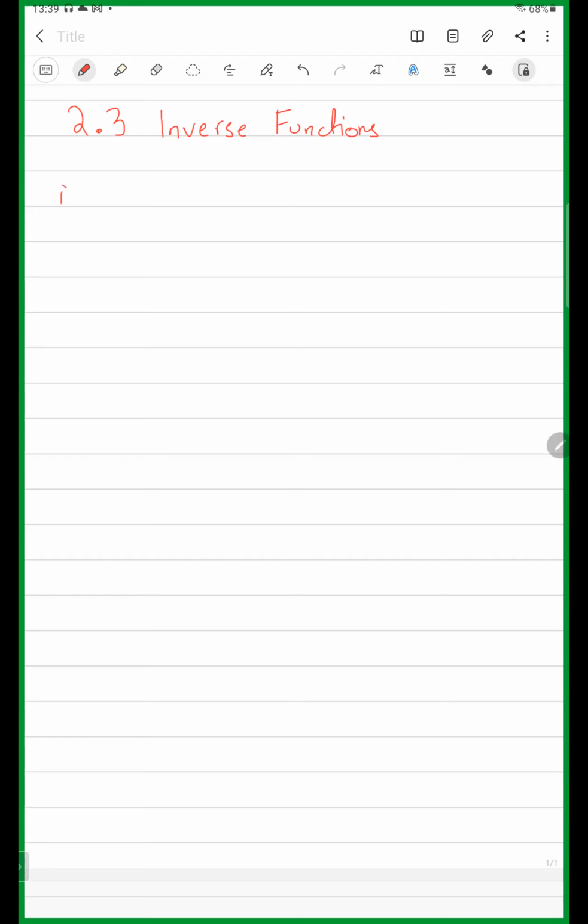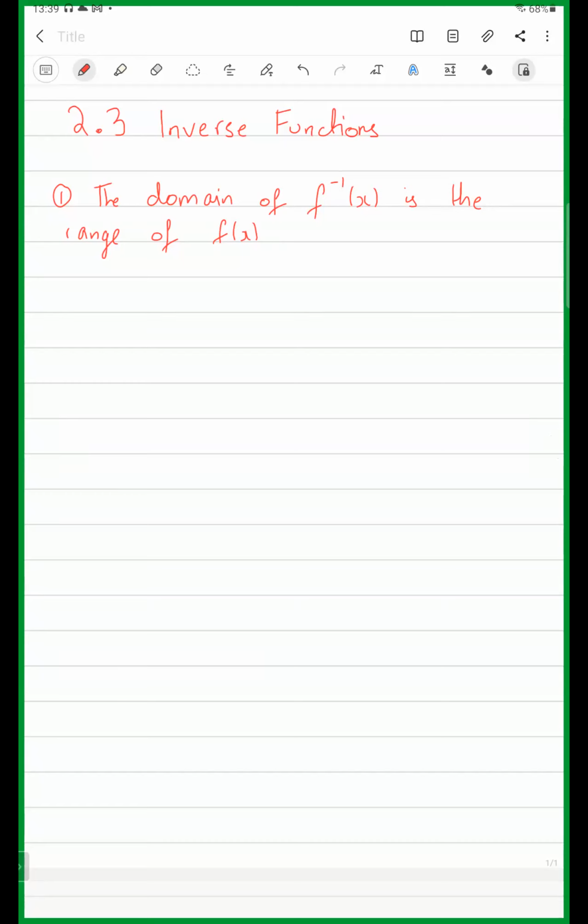Number one, the domain of f inverse of x is the range of f of x. Okay, let me explain this, then I'll talk about the second one. Now it says the domain of f inverse of x is the range of f of x.